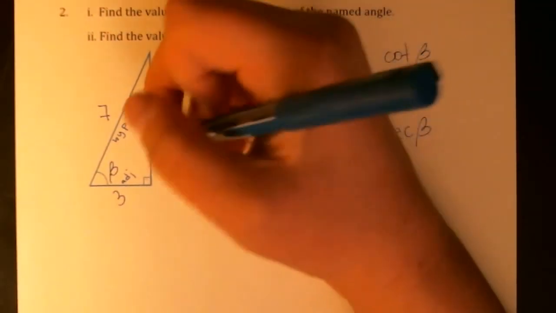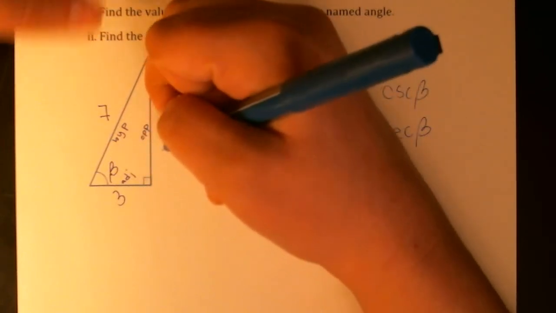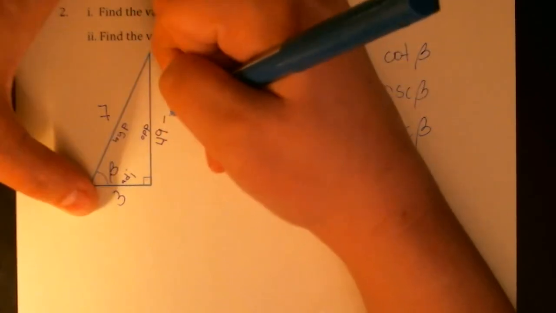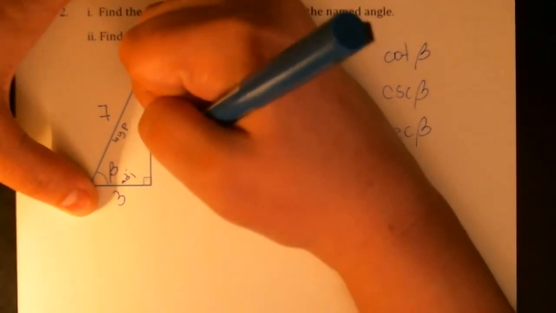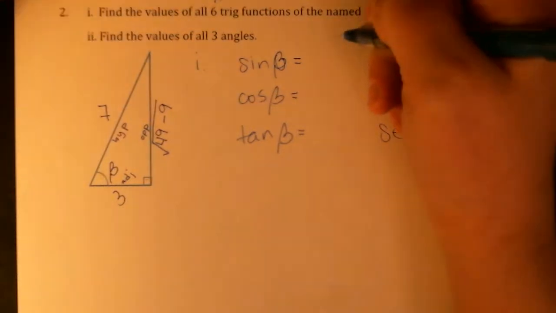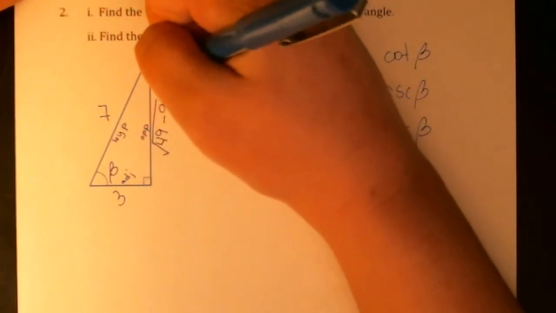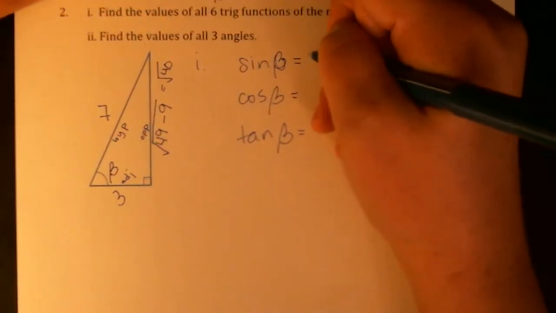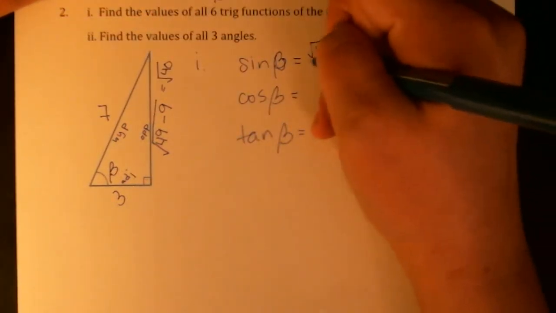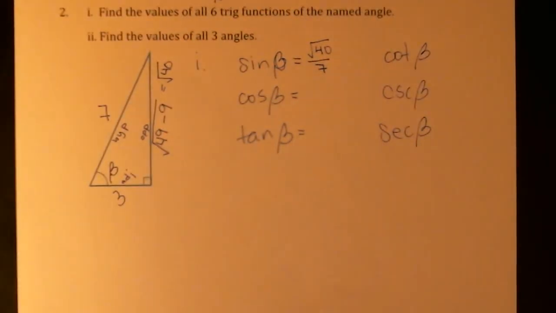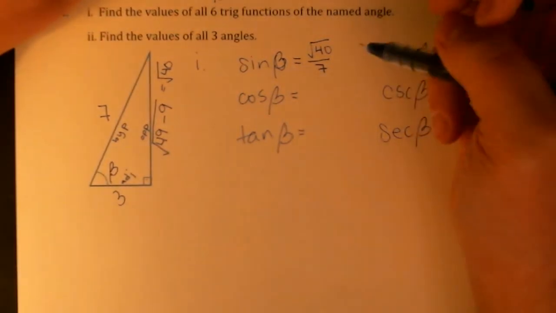So if we're trying to solve for the side opposite, we're going to take the hypotenuse squared minus the adjacent side squared, and we're going to square root it. So we get root 40. Okay, so sine of beta is root 40 over 7. And you could extract a 4 out of that, make it 2 root 10. I don't care if you do that or not, but that's a good skill to have. So if you need a little practice, just play around with it.